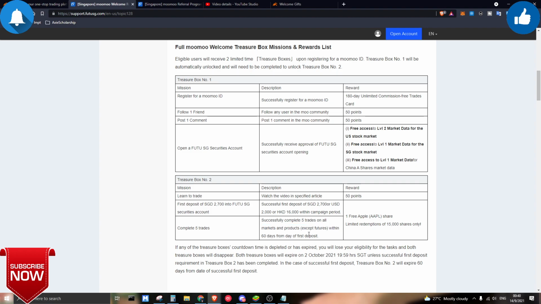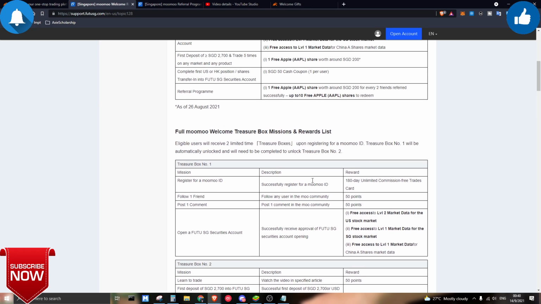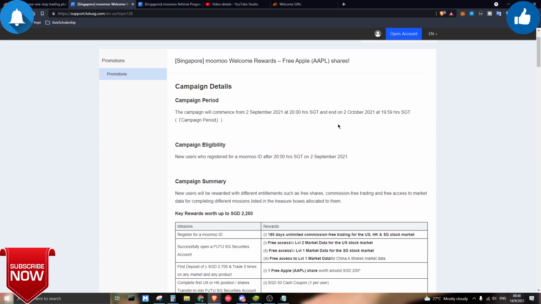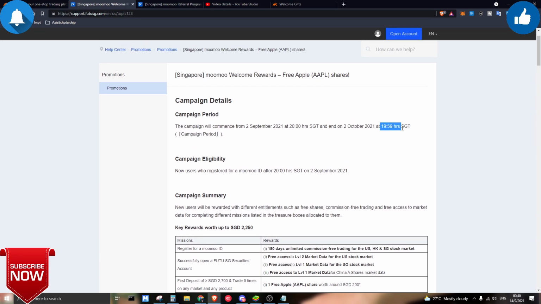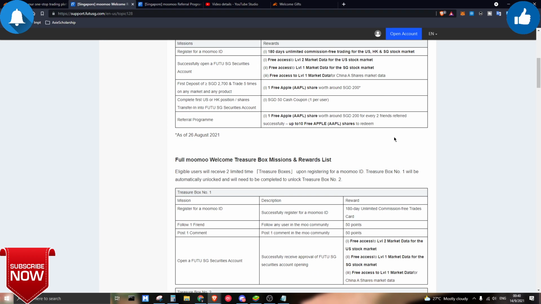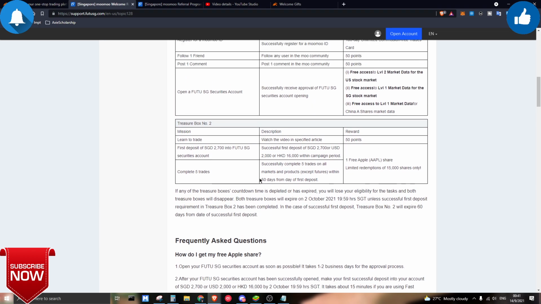So if let's say you sign up your account today and you deposit your funds on the 1st of October, or let's say on the 2nd of October before the time over here, before 20,000, basically 20,000 hours. It is 8 p.m. Before 8 p.m., if you deposit your funds, then from the 2nd of October you will have 60 days for you to start trading 5 times.